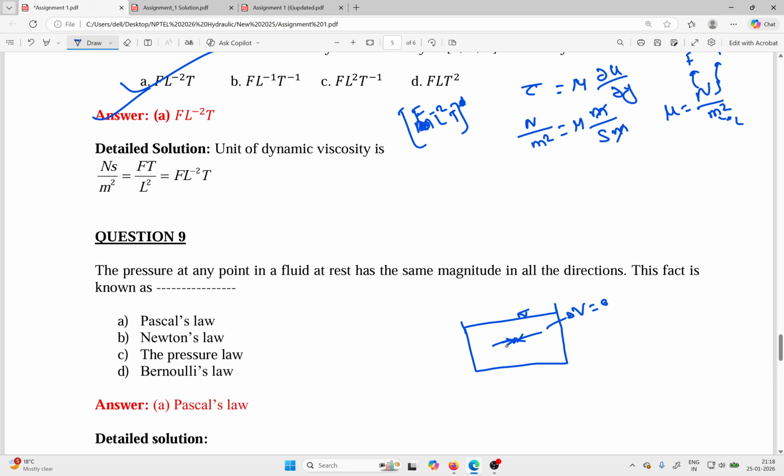Not like that. Let me just give you one example so you will understand very easily. So in all directions, this law is known as Pascal's law. What I'm trying to tell you, you have one instrument like that.